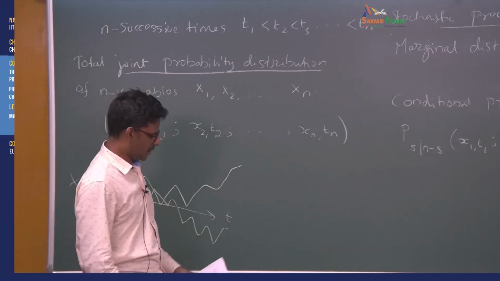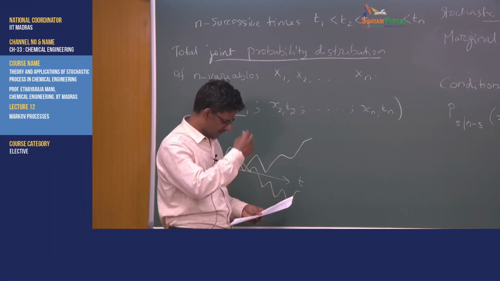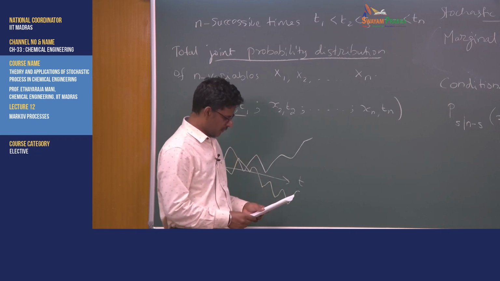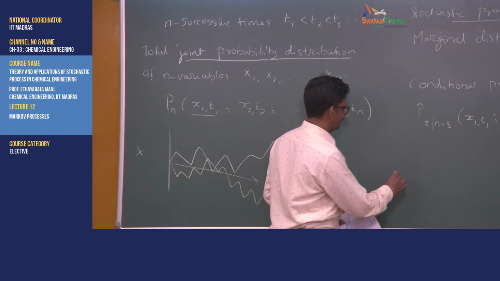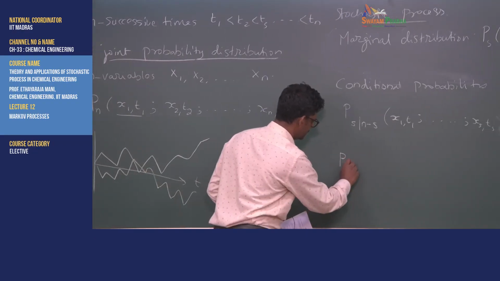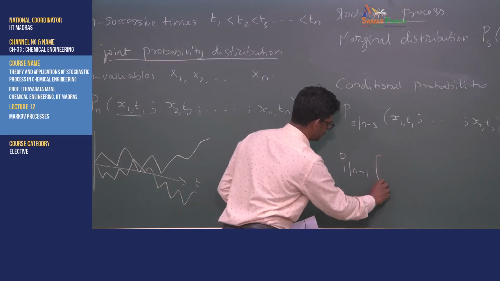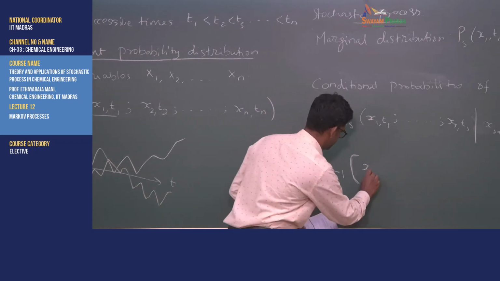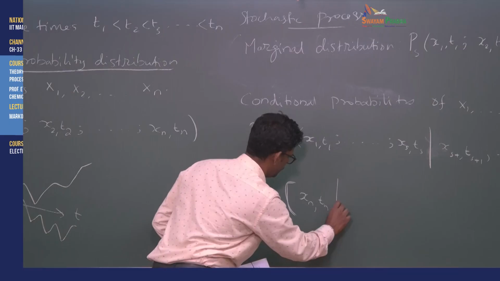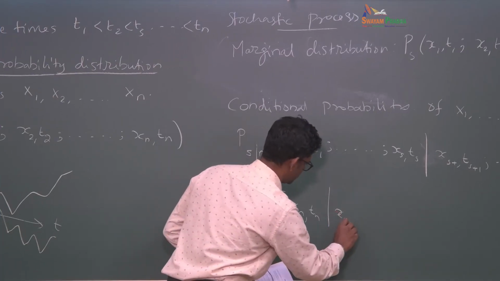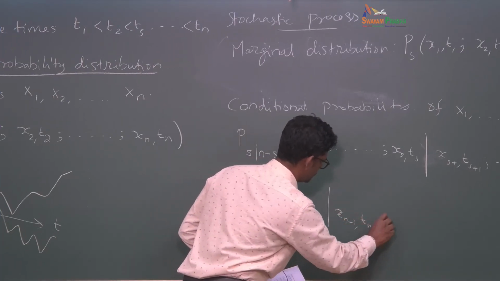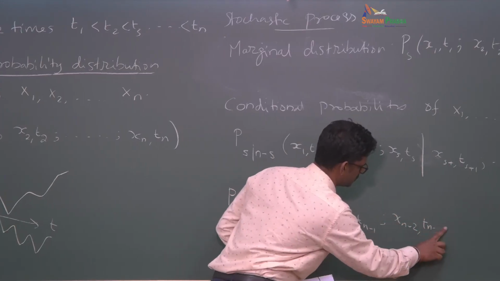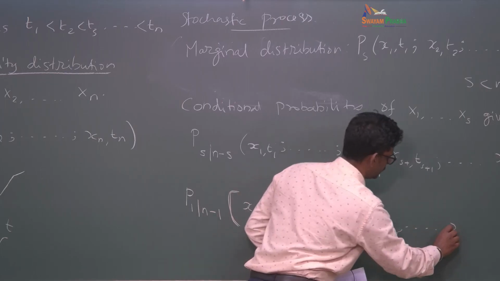conditional probability, now we can state what a Markov process is. So suppose I can write P(xn, tn given xn minus 1, tn minus 1, xn minus 2, tn minus 2, all the way up to x1, t1).